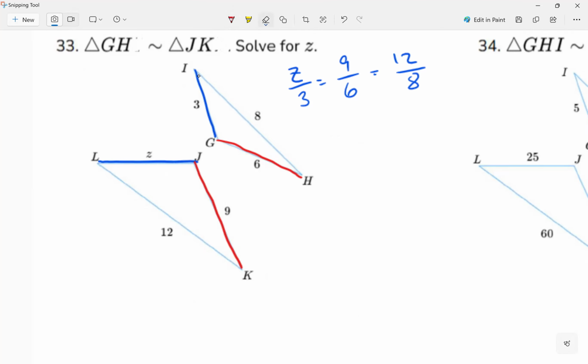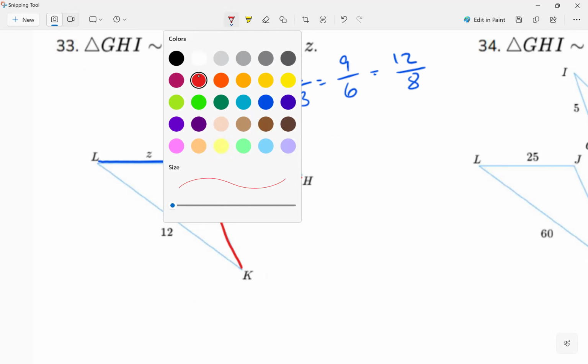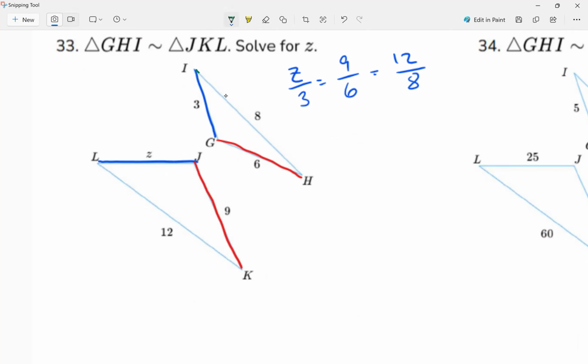And lastly, let me just say that IH is corresponding with LK. So notice my Z and my 3, I have the corresponding sides. My 9 and the 6, look, I have the corresponding sides. 12 and 8, I have the corresponding sides. Just keep in mind the values on the top, Z, 9, and 12, they all come from the same triangle. Okay, so this is how we place them. Like I said, it has to be with corresponding sides.